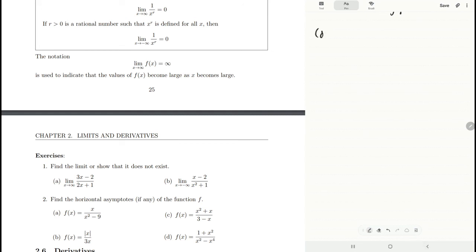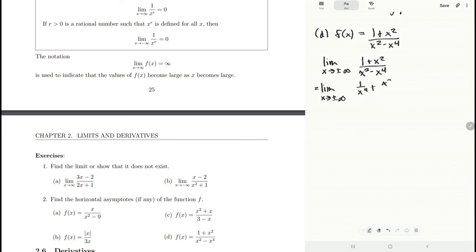Now for the last example, we have f of x is 1 plus x squared divided by x squared minus x to the fourth. So let's calculate the limits to plus or minus infinity. So here, the highest power of x in the denominator is x to the 4. So we're going to divide every term by x to the power of 4. So that's 1 over x to the 4 plus x squared over x to the 4 all over x squared over x to the 4 minus x to the 4 over x to the 4.